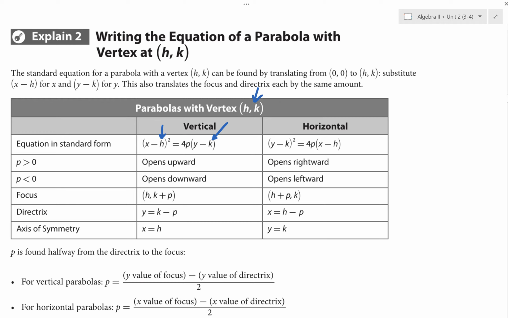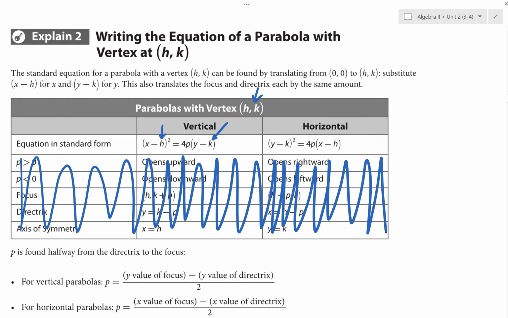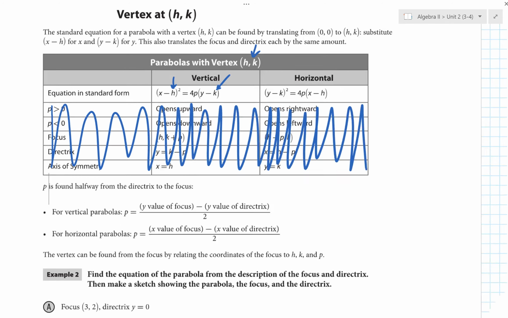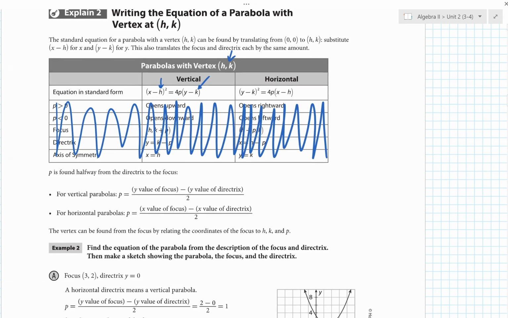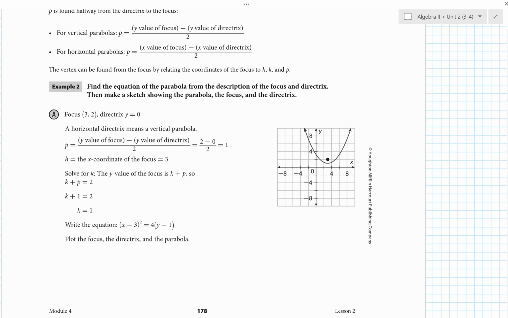And again, you don't really need any of this other stuff. Don't confuse your brain with so much extra information that's not necessary. If you understood the graphs that we just did, you don't need any of this extra information. You can get it from the graph. Okay? And so now we can graph parabolas that have the vertex somewhere besides the origin.